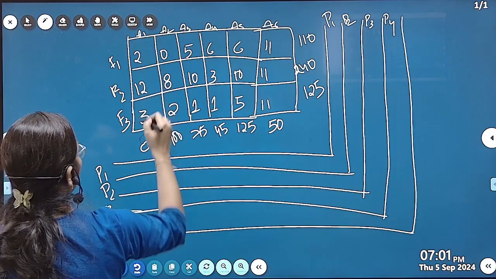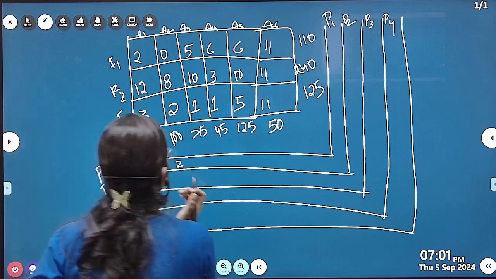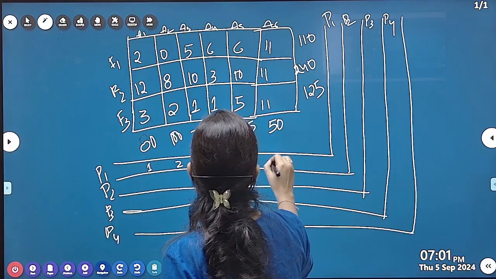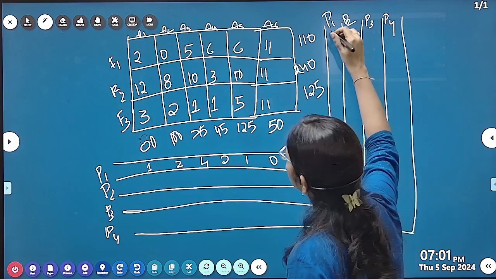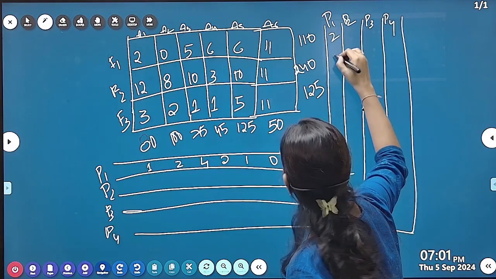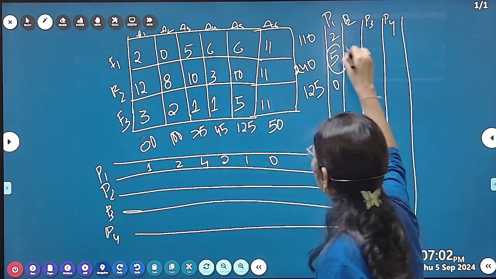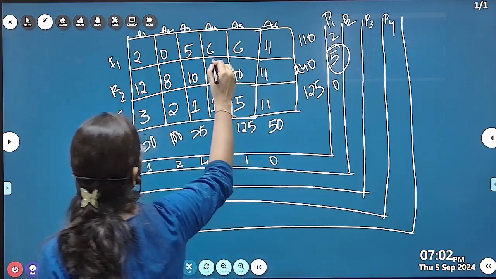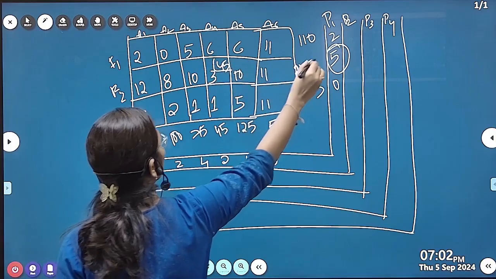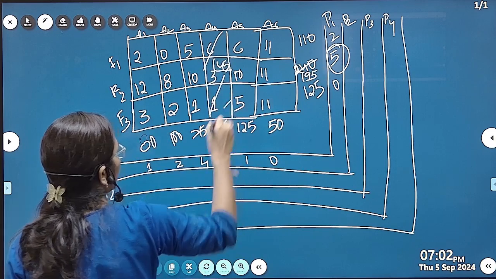So now, 3 minus 2, 1, 2 minus 0, 2, and 10 minus 5 it's 4, 3 minus 1 it's 2, 5 minus 6, 1, 11 minus 11, 0. Next 6, 2 minus 0, 2, and 10 minus 8 is 5, and next 1 minus 1 it's 0. So here the highest number is 5. Among the 5, which one is the least number? 3. So 3 has 45 units, so here there are 240 units, so it will become 195.